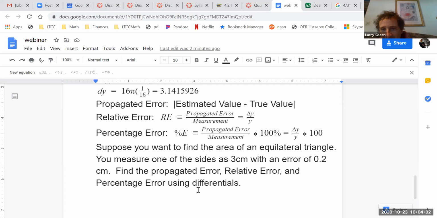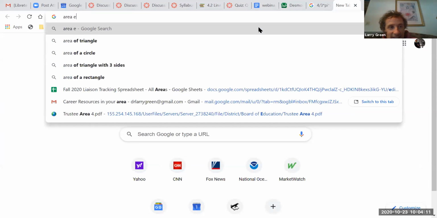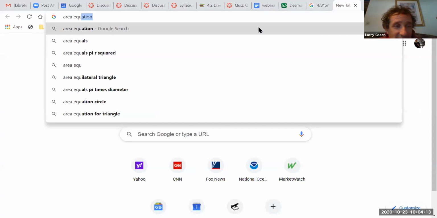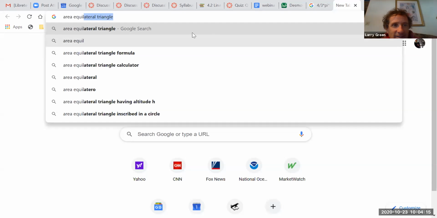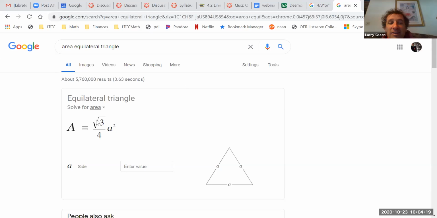Okay, I don't see everyone jumping in. Well, if you don't remember, let's Google search it just for fun. So, area of equilateral triangle. I'm going to type the whole thing, it just knows. Okay, and it's square root of 3 over 4, a squared.